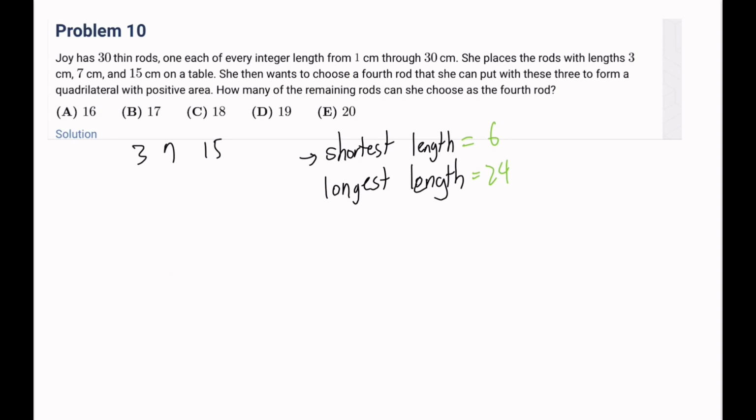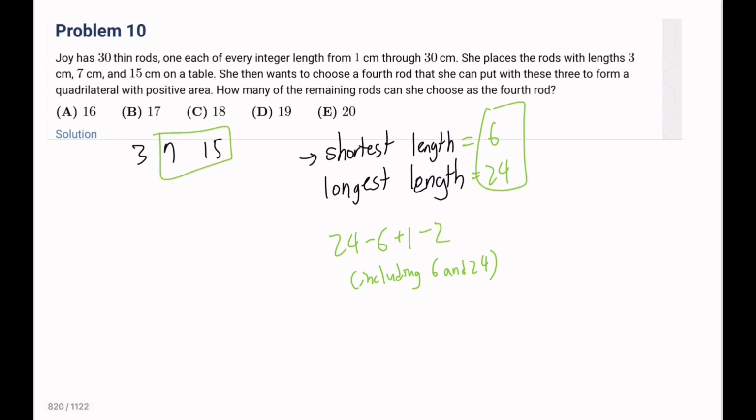And so how many of the remaining rods can she choose as the fourth rod, right? And so that is 24 minus 6 plus 1, because including both 6 and 24, right? And so we have to do plus 1. But then we have to do minus 2, because 7 and 15 are in this interval, right? So we have to subtract 2 for 7 and 15, because we can't choose 7 or 15, right? And so 24 minus 6 plus 1 minus 2, this equals 24 minus 7, which is 17. So the answer is B.